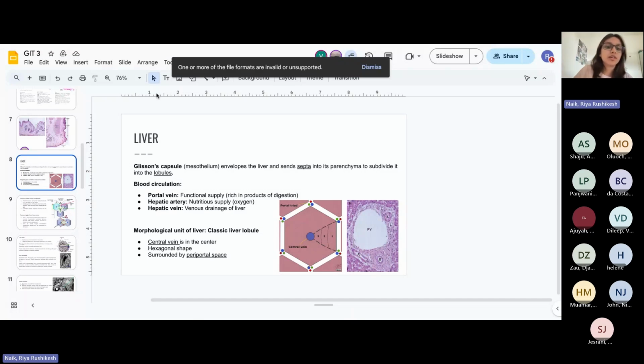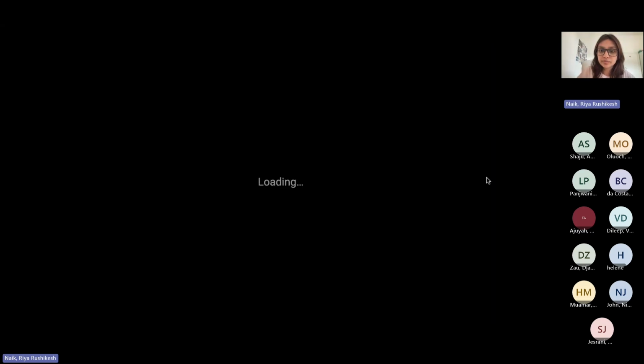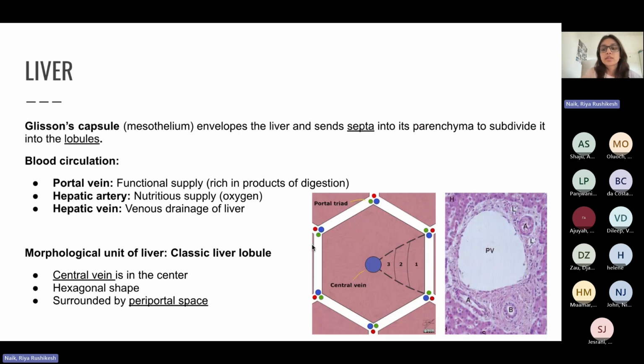Okay, so I'll be explaining you guys about the liver. Yeah, so the liver is covered by something called the Glisson's capsule, which is made up of a mesothelium, and it covers the entire liver, and it also sends in septa into the liver, which divides it into lobules. But on the slide of the human liver, you cannot really see the lobules. You can only see it in the slide of the pig, which I will be showing to you at the end of this.